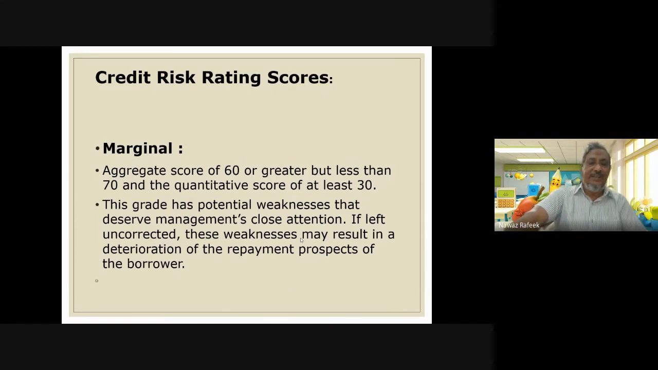Then the marginal customers: aggregate score 60 and less than 70. This grade has potential weaknesses that deserve management's close attention. If left uncorrected, these weaknesses may result in the deterioration of the repayment prospects of the borrower. So for marginal customers, we have to pay much attention when their ratings are between 60 and 70. They are marginal customers, so any moment they may fall into trouble.